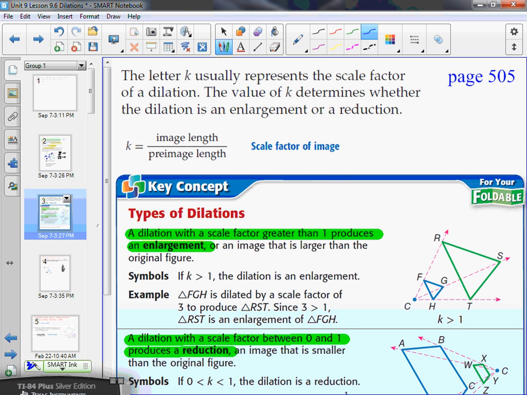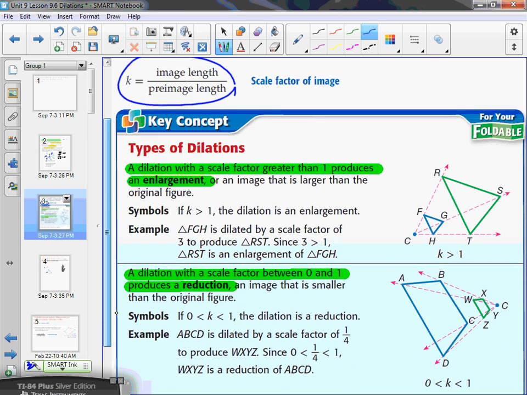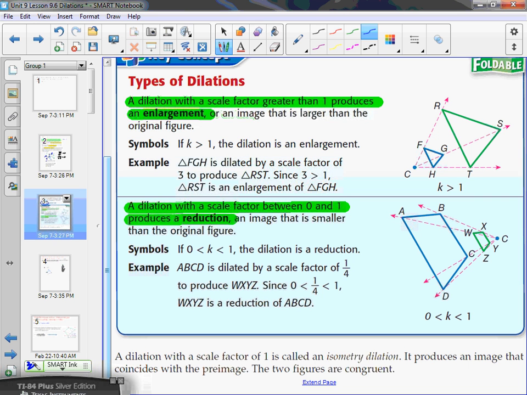Now, like we've talked about before, the scale factor is new over old. Okay, so make sure you write it in that way, new over old. An enlargement means the new figure is larger than the original figure. A reduction means the new figure is smaller than the original figure. If the scale factor is greater than 1, it'll be an enlargement. If it's an enlargement, the scale factor will be greater than 1.